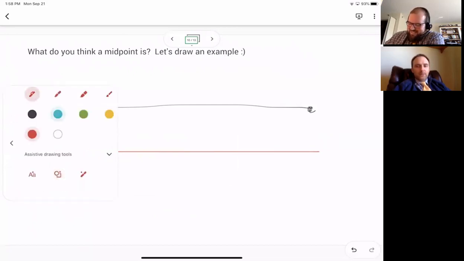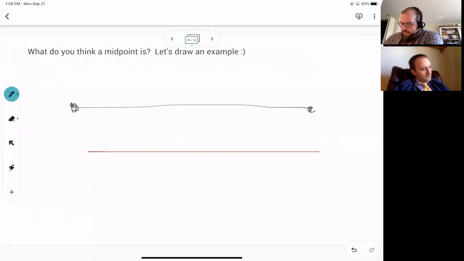Midpoint means like the middle point, right? Sure. Yeah. So I could put it going to be like, there. Right, Mr. Carlson, you take that back. So mine is relatively correct.